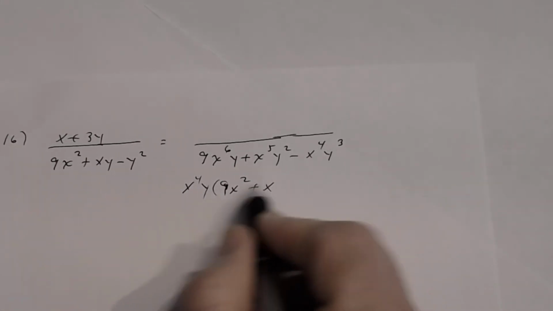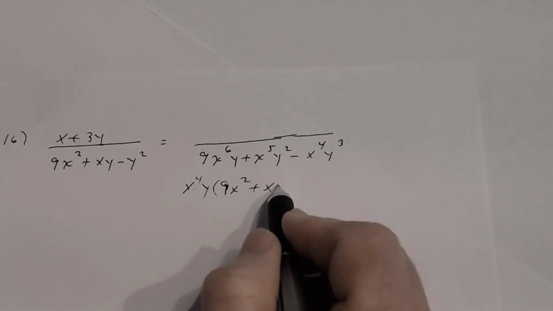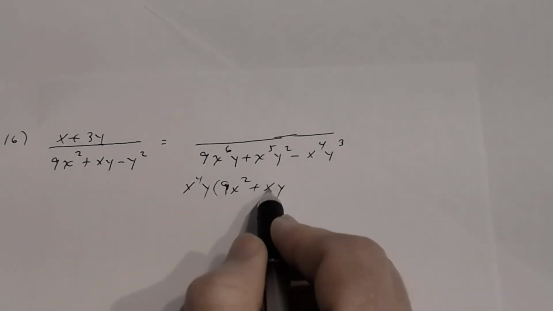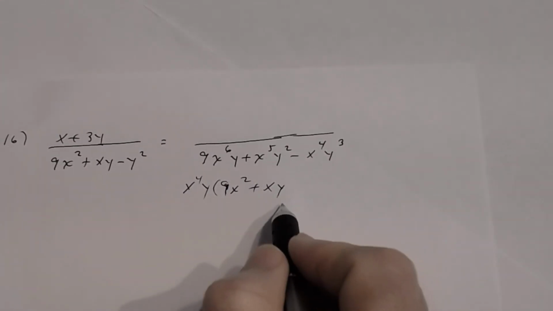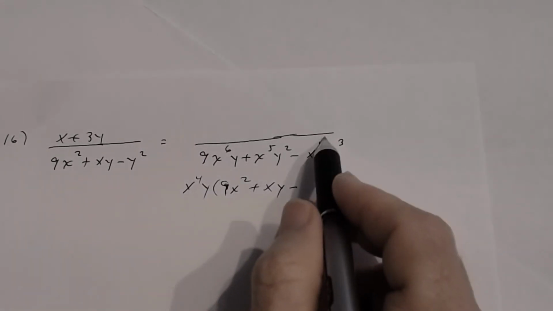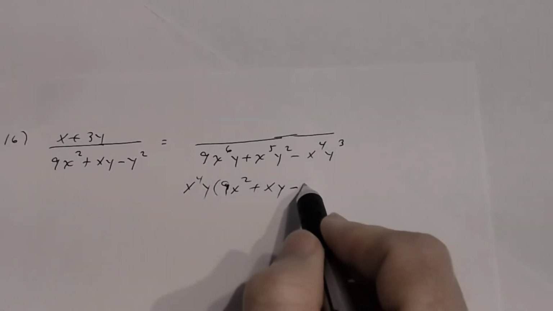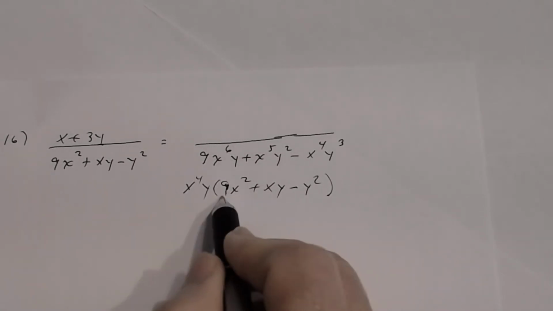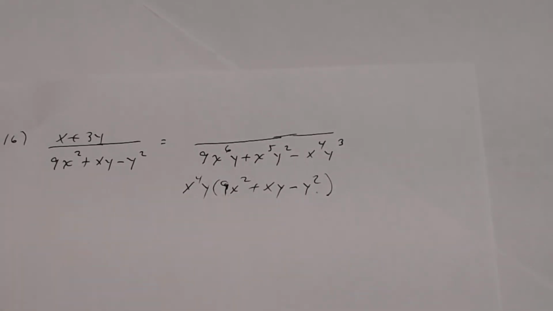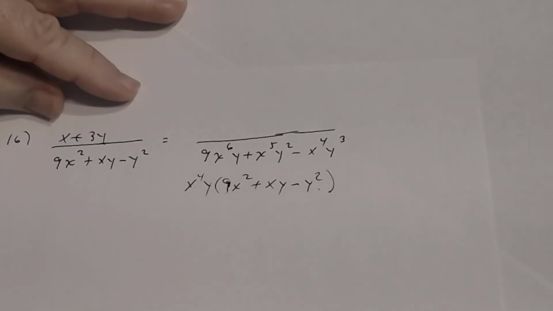Plus x to the 4th times x is x to the 5th, and y times y is y squared. Minus x to the 4th, that's all of these, y times y squared is y cubed. I want you to notice that this is this. So that's going to make things a little bit easier for us in this one.